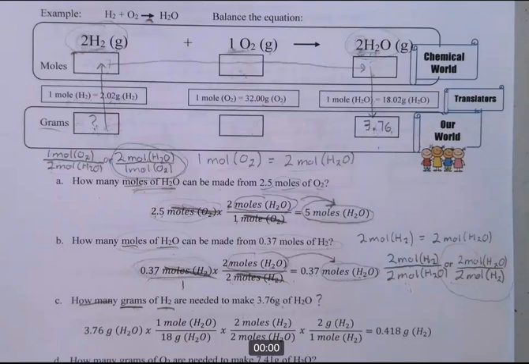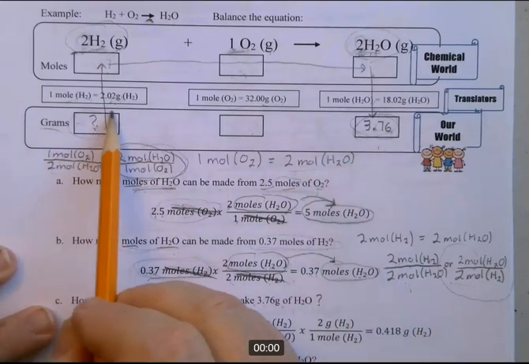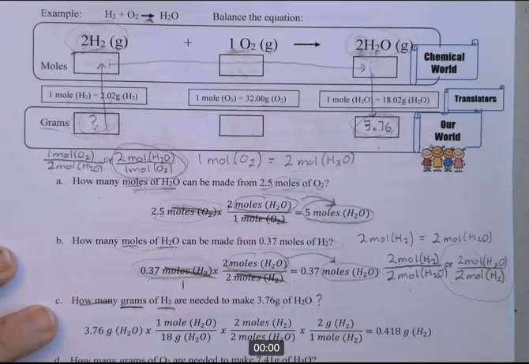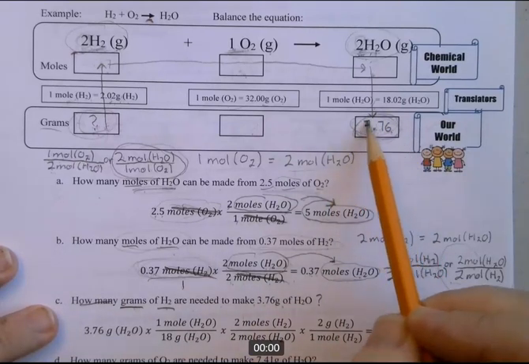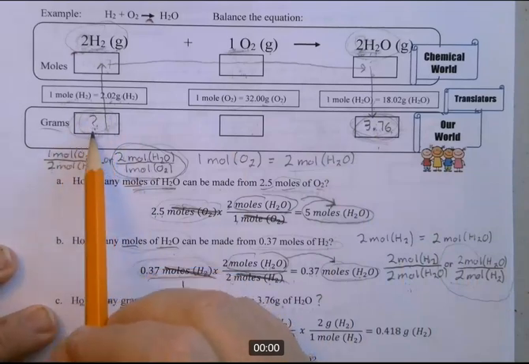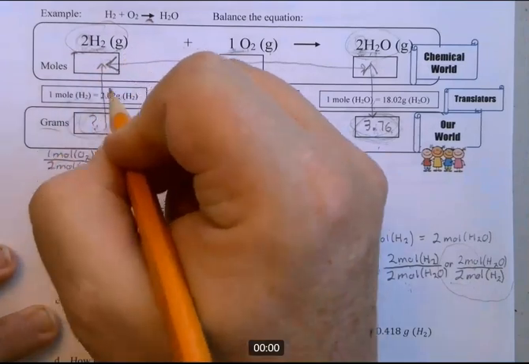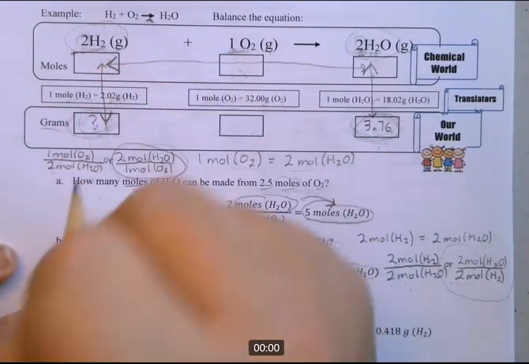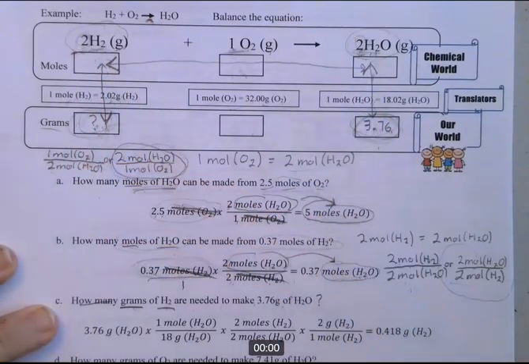Here's the thing though, we're actually moving in the other direction. That's the way the reaction would work, but mathematically we're going in the opposite direction. Why? Because we're starting with what we know and we want to end with what we don't know. That's what you always do in a math equation. We know we want 3.76 grams of water. We want to know how much hydrogen that would be. So I'm actually going to move this way, across this way, and down to here. Okay? So from here to here, here to here, and here to here.